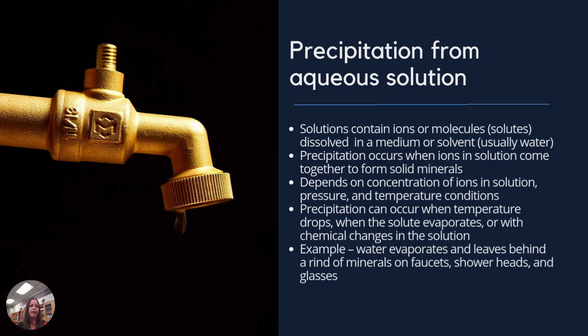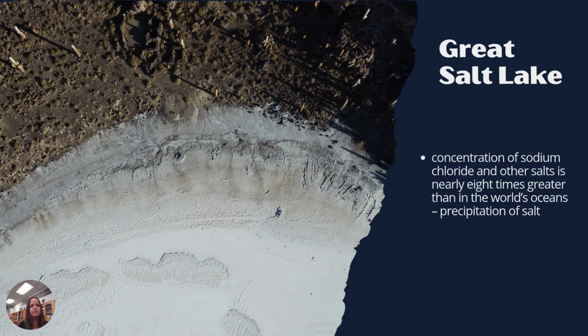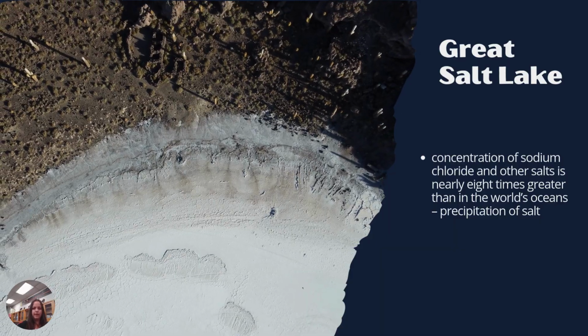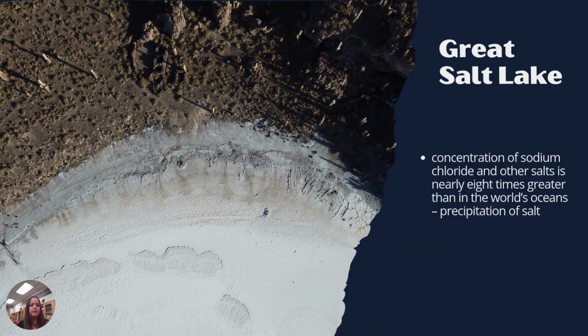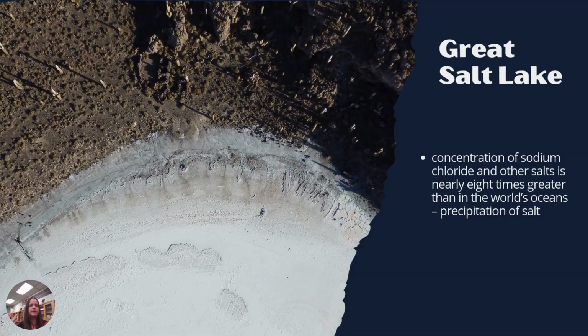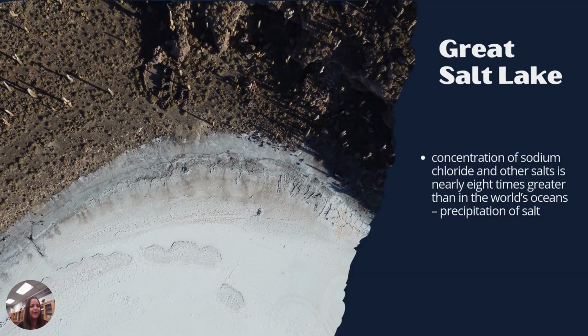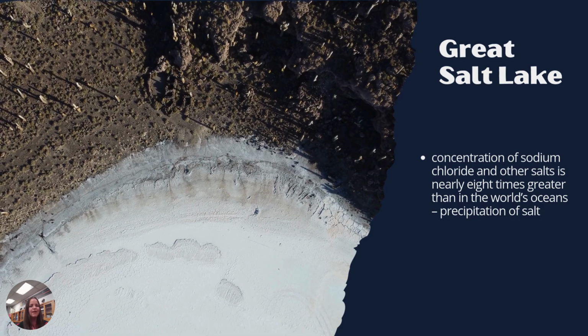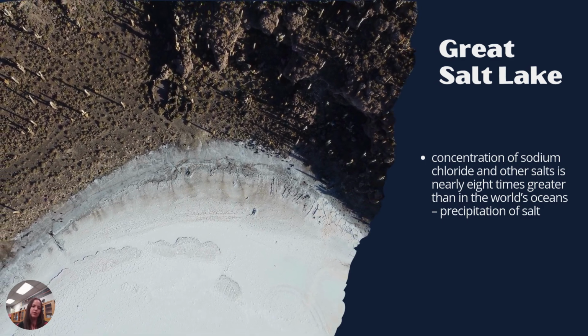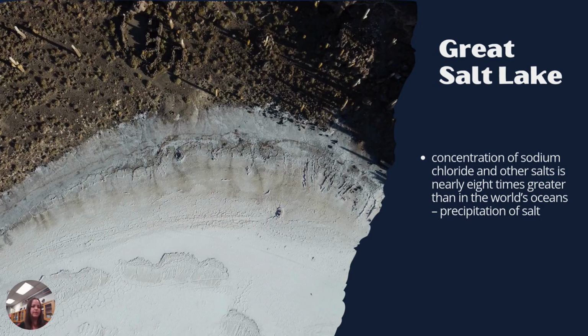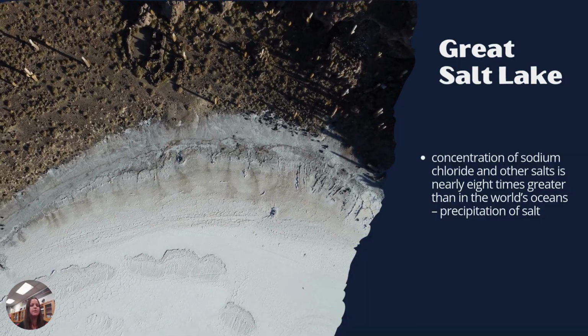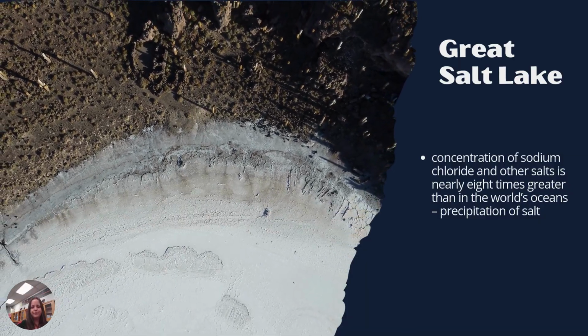This also happens naturally. If we're looking at a lake that is evaporating, it will leave behind some of the salts. An example here would be the Great Salt Lake. There's a concentration of sodium chloride and other salts that is nearly 8 times greater than in the world's oceans. And so we see the precipitation of salt as the water evaporates. This is a form of precipitation from an aqueous solution to form a mineral.